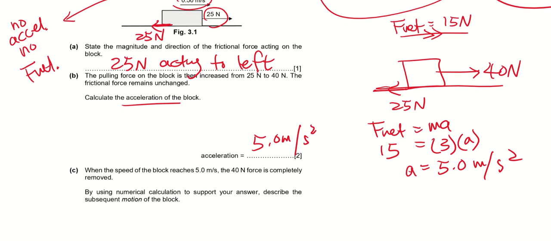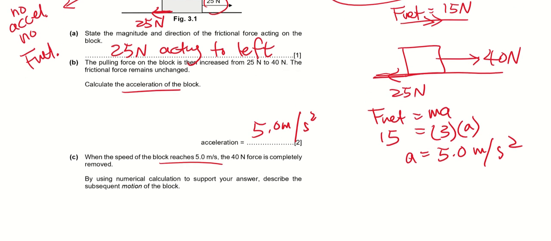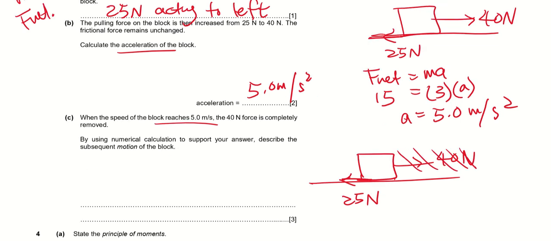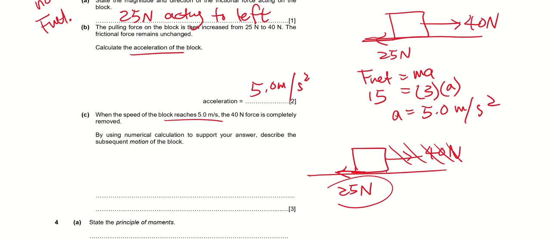Now, when the speed of the block reaches 5 meter per second, the 40 Newton is completely removed. Meaning, draw the free body diagram again. Previously, there was this 40 Newton. There was a frictional force of 25 Newton, right? But now, when the speed reaches 5 meter per second, this force is completely removed. Any other forces acting? The frictional force still exists, right? So the F net now is in this direction. The F net is now 25 Newton. The F net is now the frictional force.